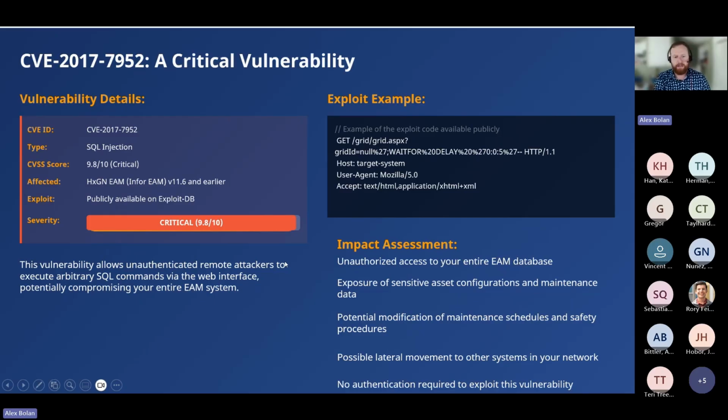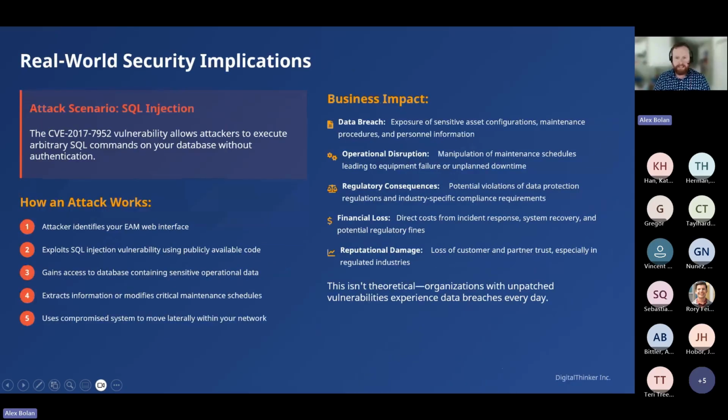So let's think about what's in your EAM system, right? Let's think about asset configurations, maintenance schedules, personal information, operational procedures, safety protocols. Now imagine all of that in the hands of someone who doesn't have your best interests at heart.